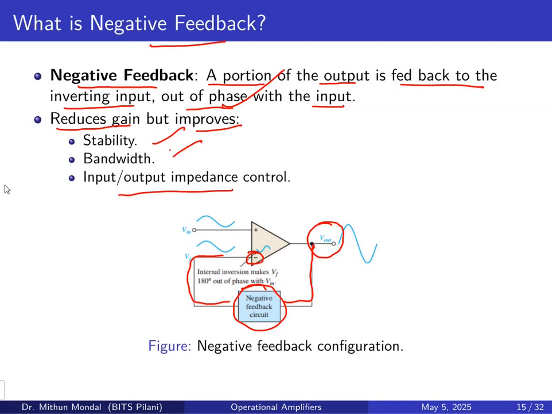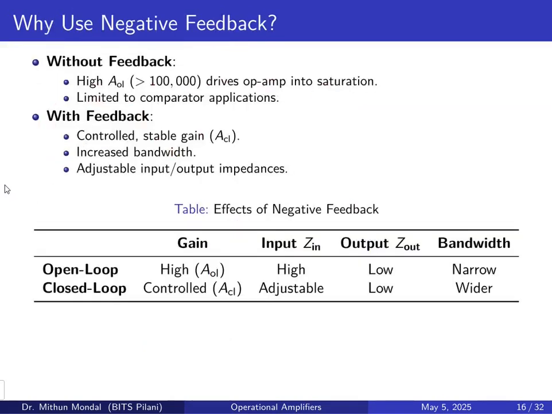So negative feedback is one of the important op-amp circuit configuration where the output is connected to the input and basically it is connecting at the inverting input. So this is out of phase with respect to input. Although the gain will be reduced, but the stability, bandwidth and the impedance control can be achieved. Why we use negative feedback? Let us take an example.